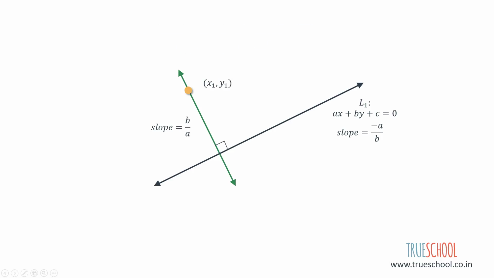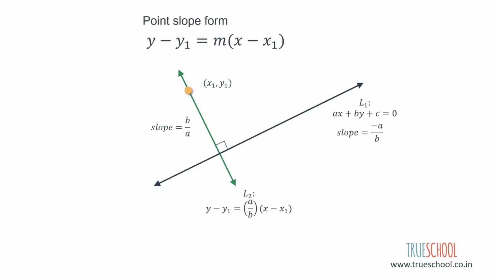Now, as we have two pieces of information about this line, a point through which it passes and its slope, we can write its equation using point-slope form. The next step is to find the point where these two lines intersect. How can we do that?